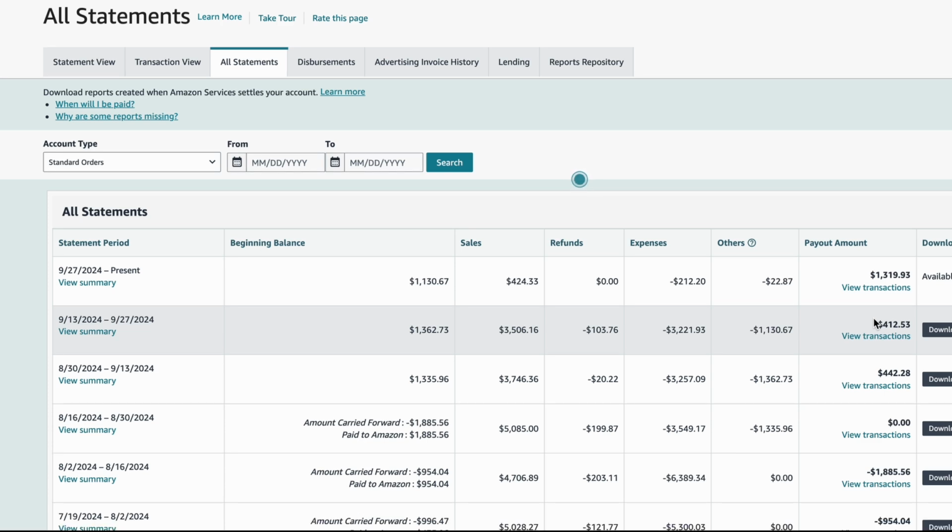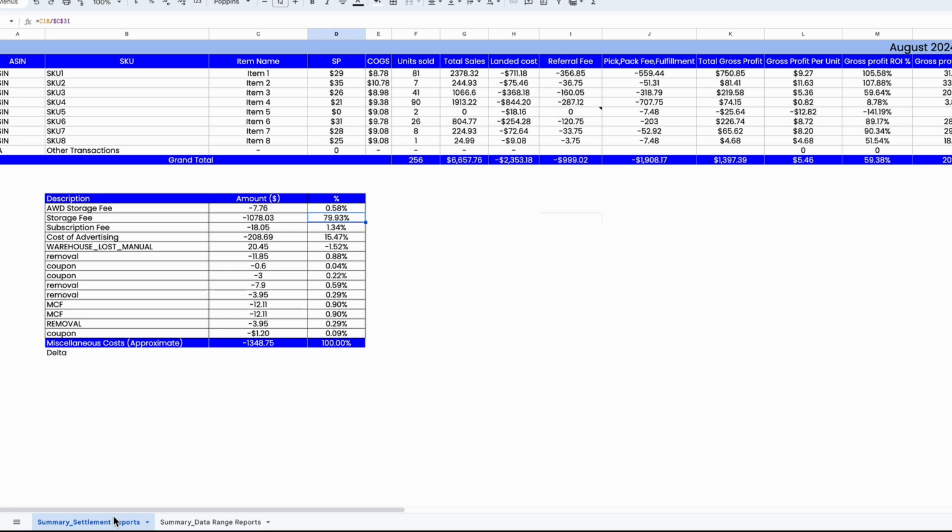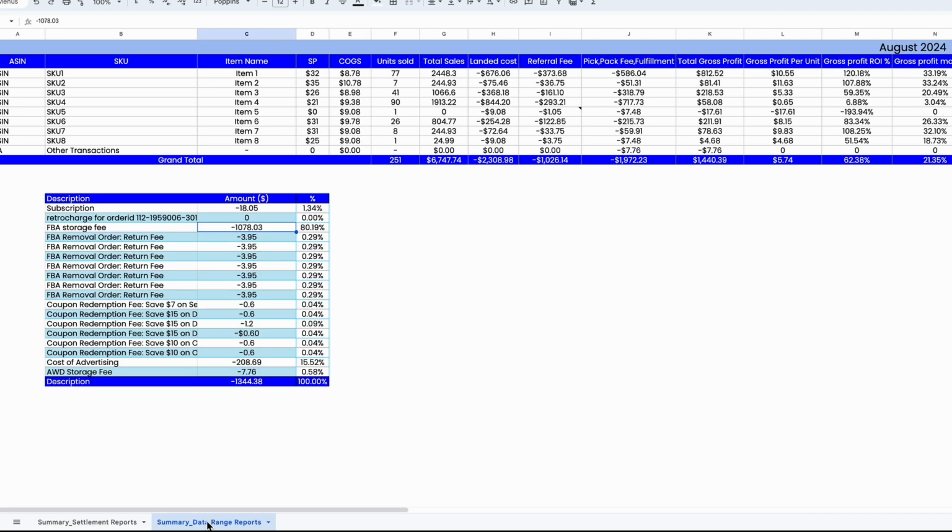So we have two sources of information: one is your reports repository and the other is all statements. In our demo today, we are trying to analyze the numbers for one of the businesses that we manage and try to see what the differences are. If I refer to settlement reports, how is my P&L looking? If I look into my data range reports, how does it vary? Now, if there is any difference, how much is the delta? So we are going to look at both the reports, get a better understanding, and also get to a conclusion as to what you should refer to when you're looking at your P&L.